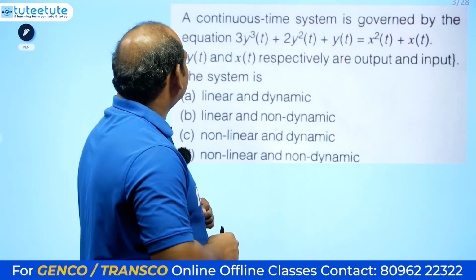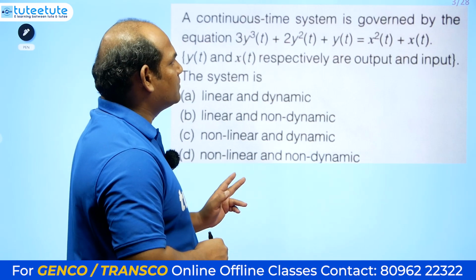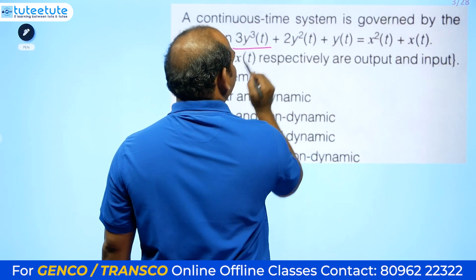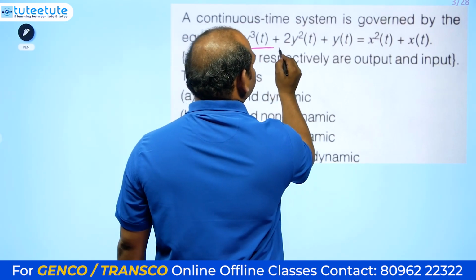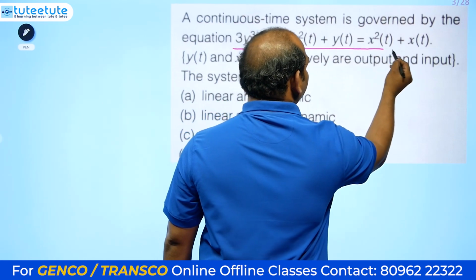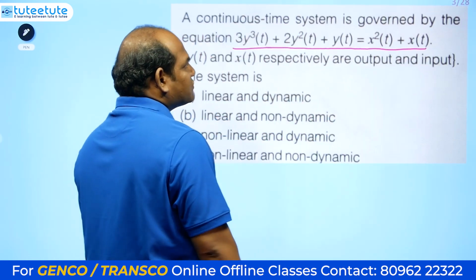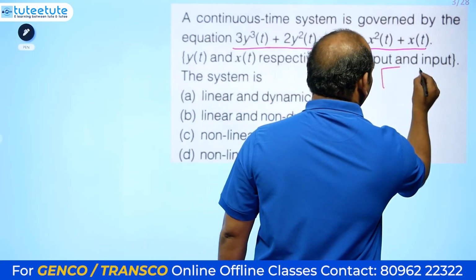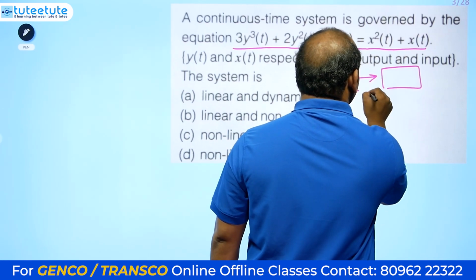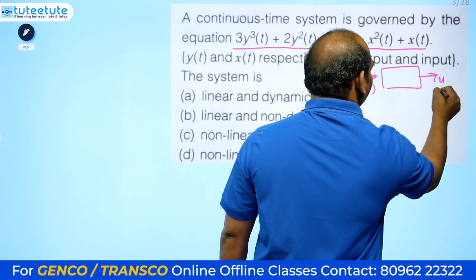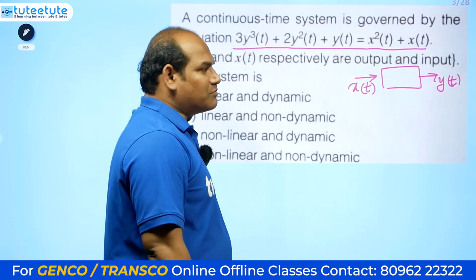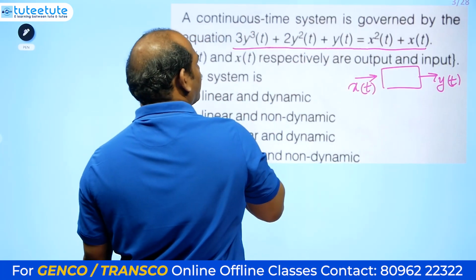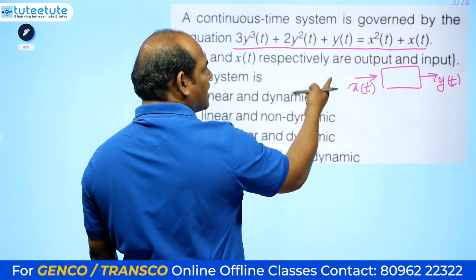Next we will see another question, that is a continuous time system is governed by the equation 3 times y cube of t plus 2 times y square of t plus y of t is equal to x square of t plus x of t. That is actually the system equation, the relationship between input and output. For that particular system, you can consider input is x of t and output is y of t. So like this we have one particular system, and the relation between x and y is given by this particular equation. And y of t and x of t respectively are the output and input.